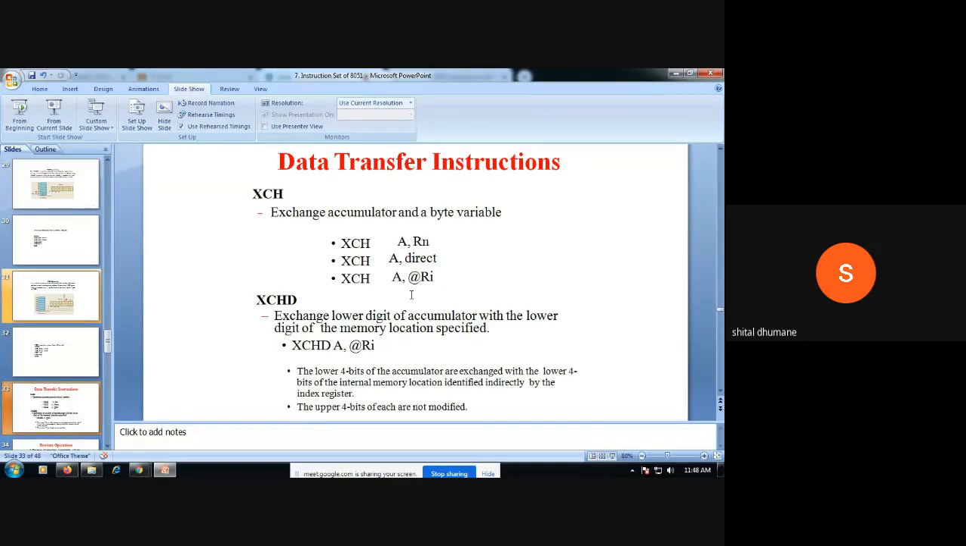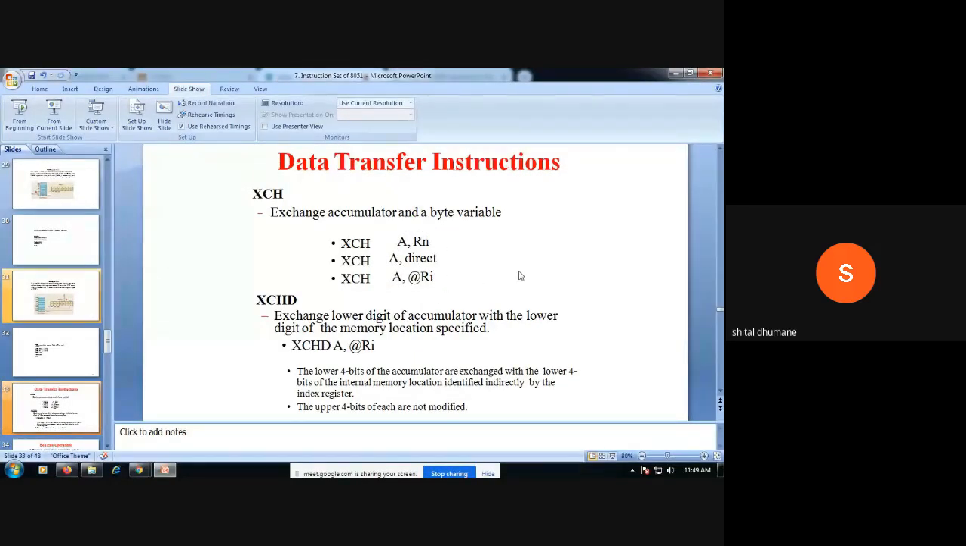Those are the move instructions and the push instruction. Now you have the exchange instruction. This is the last data transfer instruction, XCH. That means it exchanges the accumulator and a byte variable. In this instruction, XCH, the destination is always the accumulator.